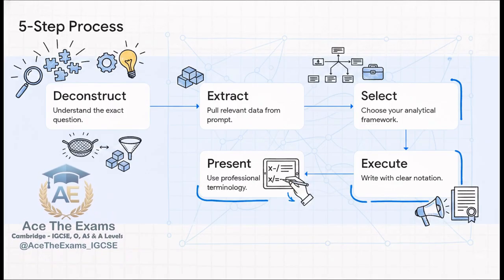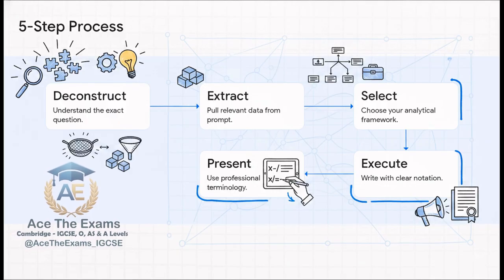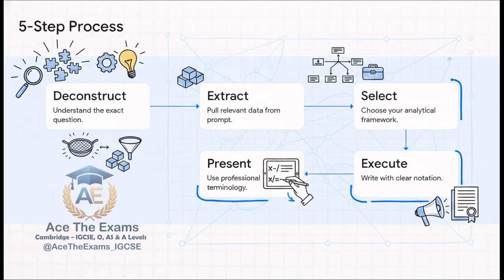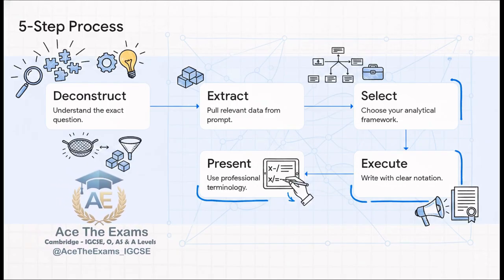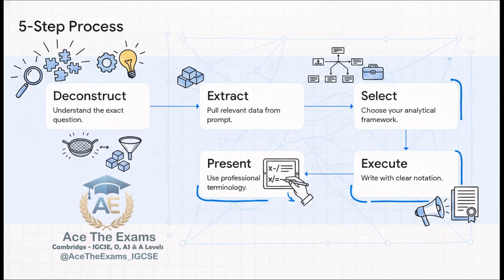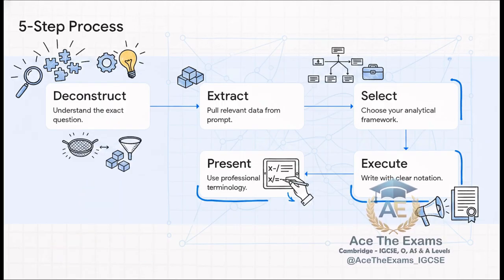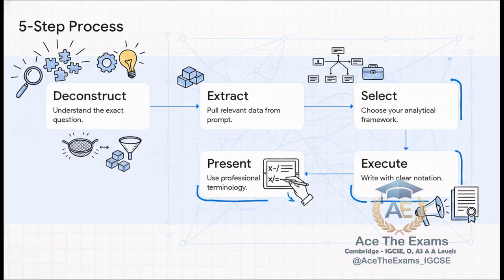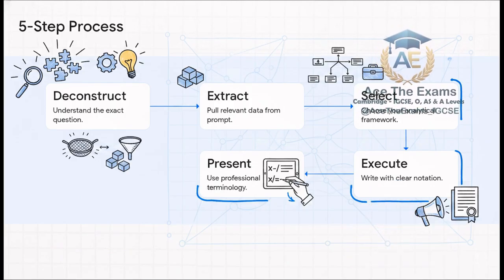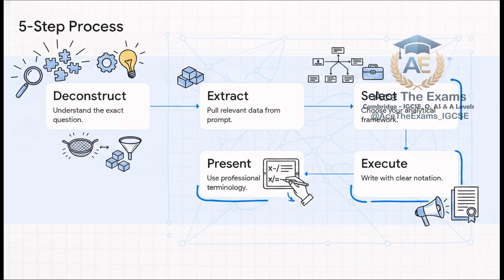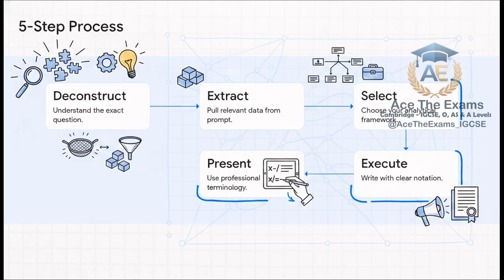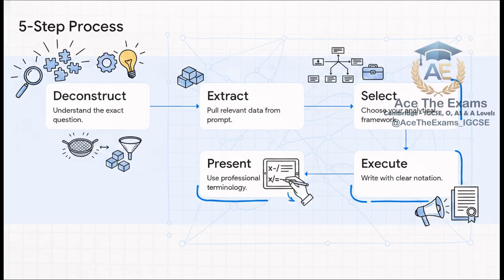When you're tackling a question on the misuse of personal data, you absolutely need a rigorous process. Step 1, deconstruct the question so you know exactly what they're asking. Step 2, extract the relevant data. Step 3, select your analytical framework. Step 4, execute your answer with super clear notation. And Step 5, present your final response using the correct professional terminology. By strictly following these 5 sequential steps, you're taking a messy jumble of raw facts and transforming them into a perfectly structured, method-driven response. Examiners absolutely love to see it.